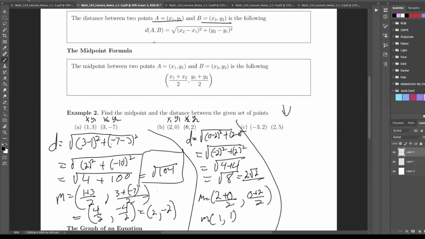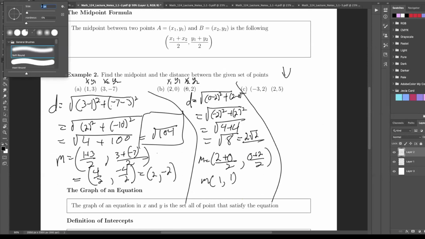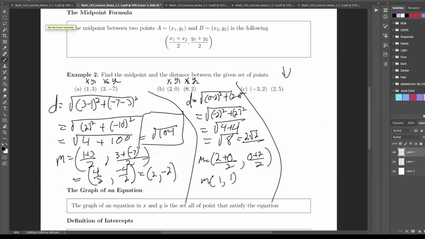For this one, I warn you, the midpoint won't be clean. It's a fraction. Let me make my cursor a teeny bit smaller, so just go down to a 4-point.